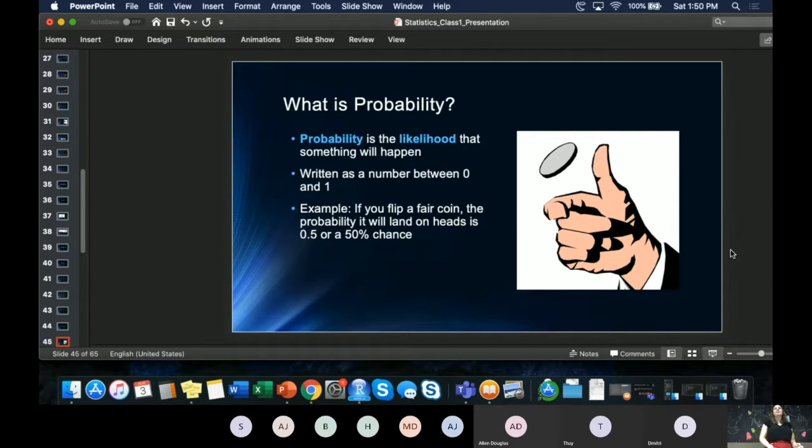Probability is the likelihood that something's going to occur, so it's always between 0 and 1. An example is flipping a coin. If it's a fair coin that isn't weighted, there's a 50% chance it's going to be heads and a 50% chance it's going to be tails. So 0.5 is the probability in that case.